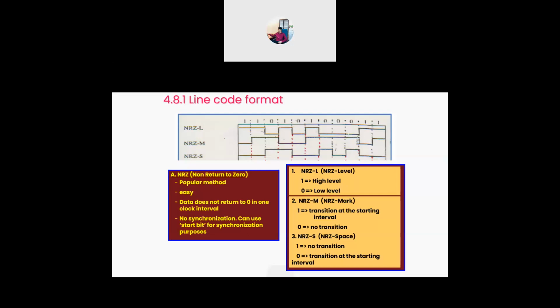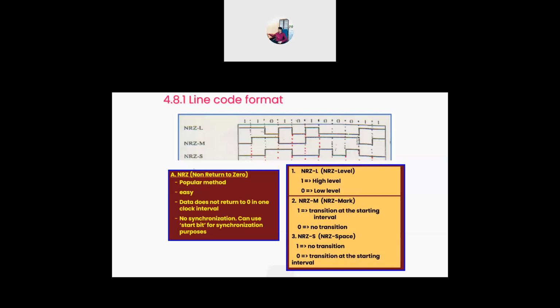You can refer to page 133. So you have M, L, and S, biphase M, biphase L, biphase S. This one is a bit straightforward, and the comparison for it is given on page 134 of the module.